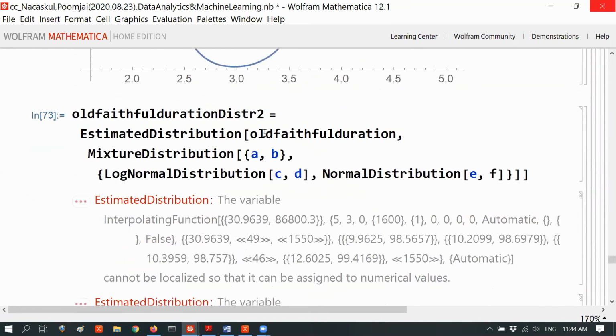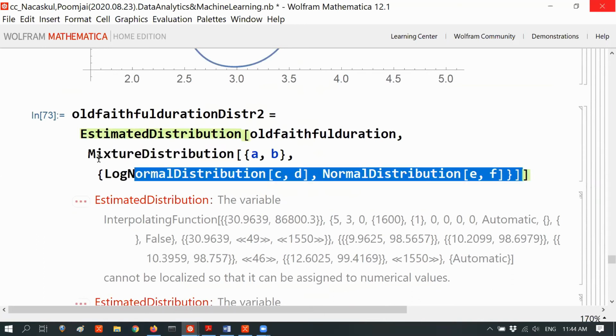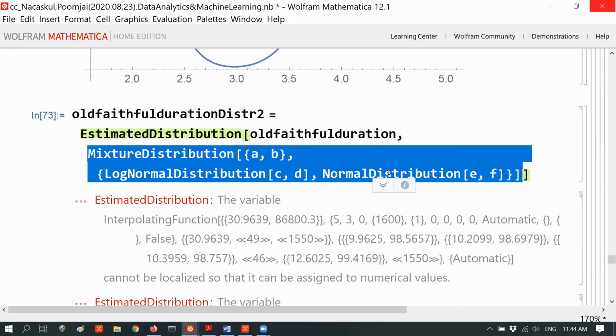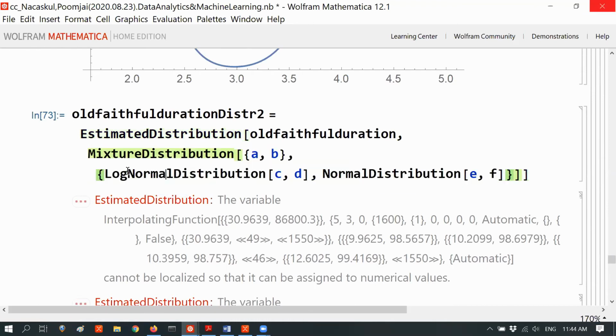So in Mathematica, you can also do it the old-fashioned way, which is to come up with the distribution first. In this case, I cheated because I kind of assumed that I can make anything. I can say log normal and log normal.